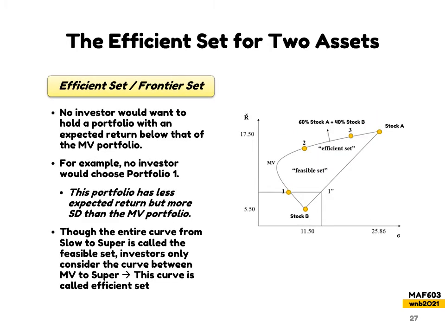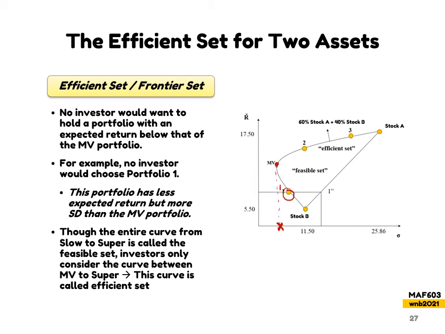The last thing that we can learn from this diagram is about the efficient set or frontier set. Here you can clearly see that no investor would want to hold a portfolio with an expected return below that of the minimum variance portfolio. Here we have the minimum variance portfolio, the lowest risk that we need to bear for our investment. For example, here no investors would choose portfolio 1.